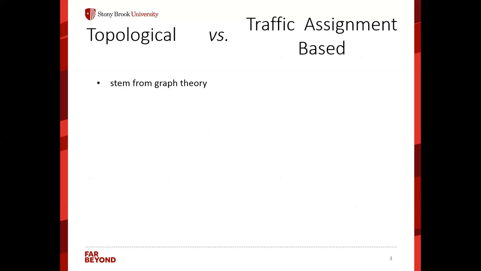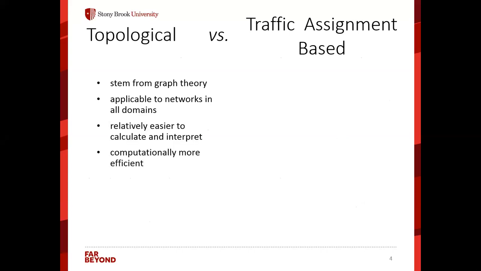In a very short summary, topological measures are based on graph theory and network science, applicable in multiple domains, and relatively easier to calculate and interpret, like connectivity. It's easier to even explain. They are computationally more efficient because there are very good algorithms that can calculate those topological measures efficiently. But they do not take congestion into account. Or if they do, then they have to divert from their computationally efficient and easier interpretation characteristics.